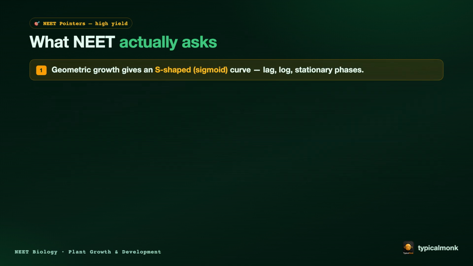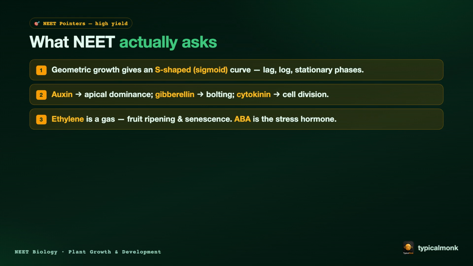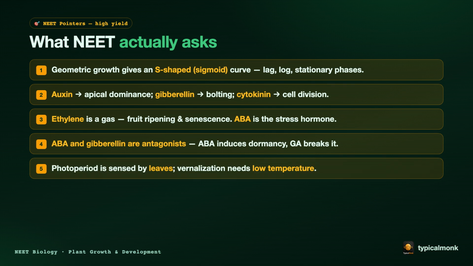Now the high yield pointers. The facts that turn into questions. 1. Geometric growth gives an S-shaped or sigmoid curve, lag, log, and stationary phases. 2. Auxin gives apical dominance, gibberellin gives bolting, and cytokinin gives cell division. 3. Ethylene is a gas, fruit ripening and senescence. ABA is the stress hormone. 4. ABA and gibberellin are antagonists. ABA brings dormancy, GA breaks it. 5. The photoperiod is sensed by the leaves, and vernalization needs low temperature.